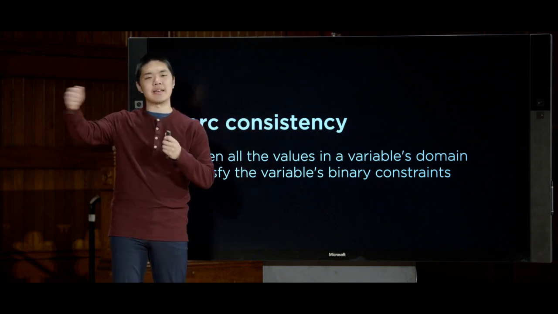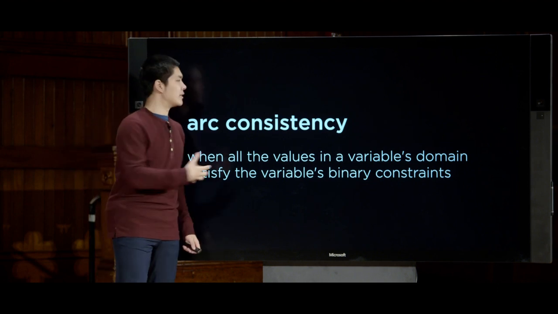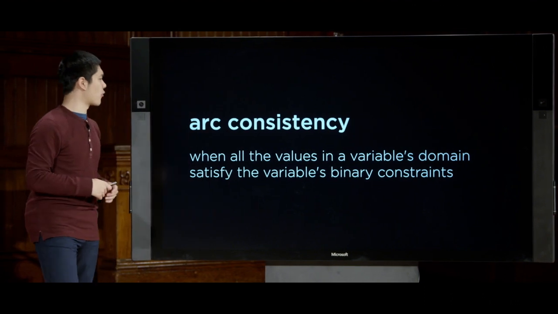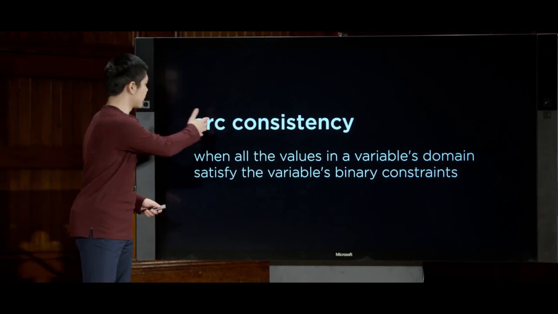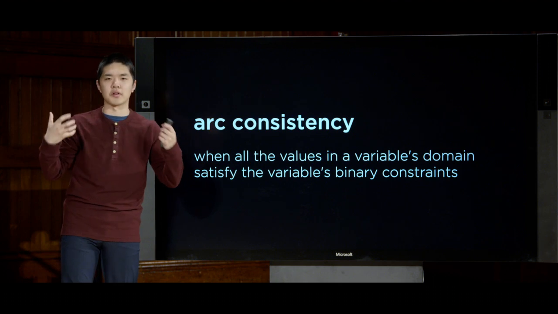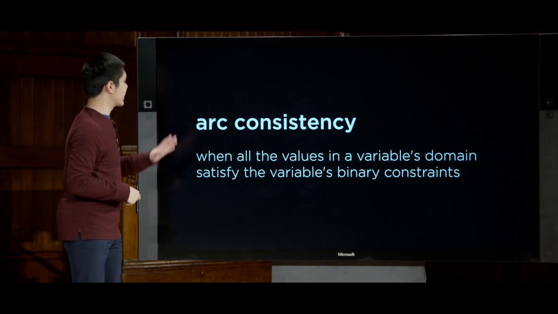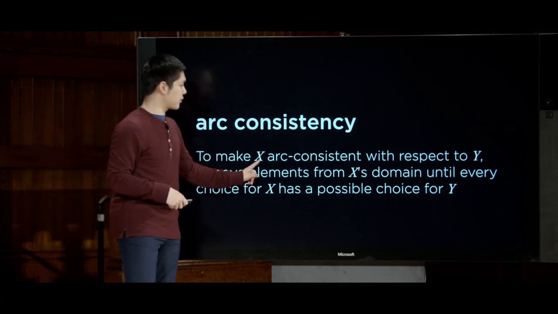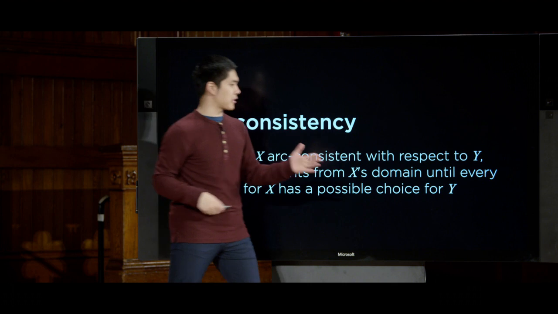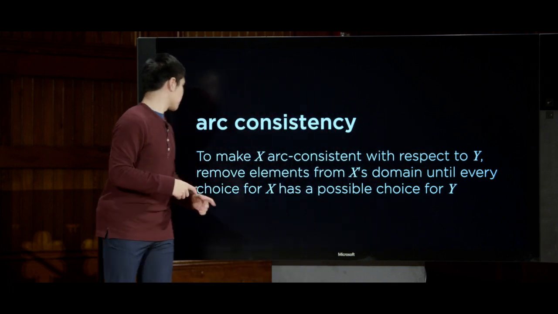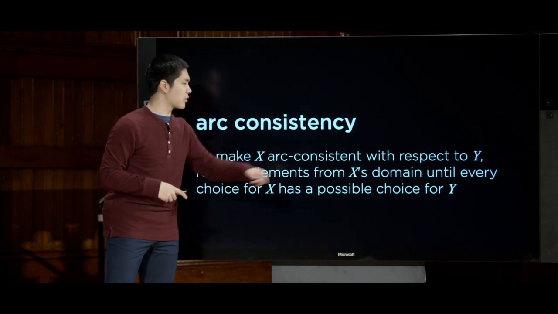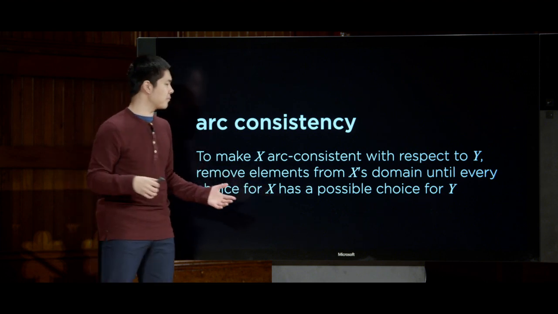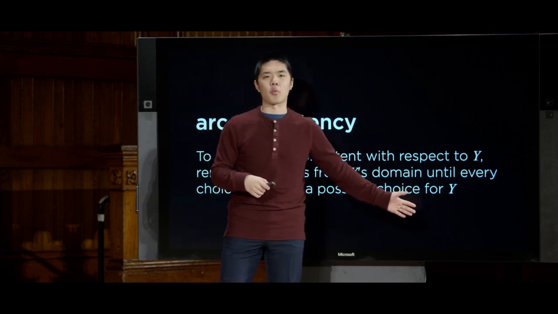So any edge that connects A to another variable inside of that constraint graph that we were taking a look at before. Put a little bit more formally, arc consistency, and arc really is just another word for an edge that connects two of these nodes inside of our constraint graph. We can define arc consistency a little more precisely like this. In order to make some variable x arc consistent with respect to some other variable y, we need to remove any element from x's domain to make sure that every choice for x, every choice in x's domain, has a possible choice for y.